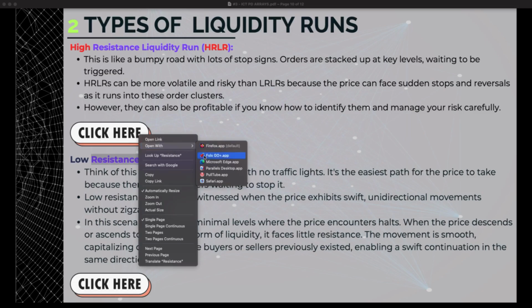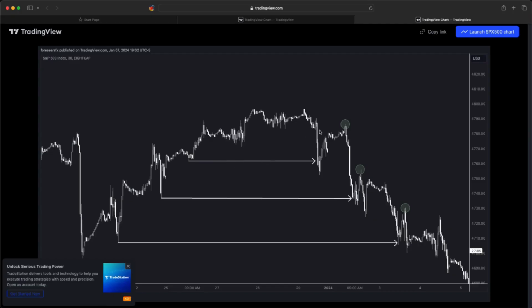Now here is an example. As you can see, price shoots down, takes out some liquidity, comes back up, stops, goes back down, takes another bit of liquidity, comes back up a little bit, then shoots back down, taking out this liquidity, and then comes back up a little bit more. Now, if price wants to reverse at some point, it's going to have a hard time because of all this liquidity up here. Now let's move on to the low resistance liquidity runs.